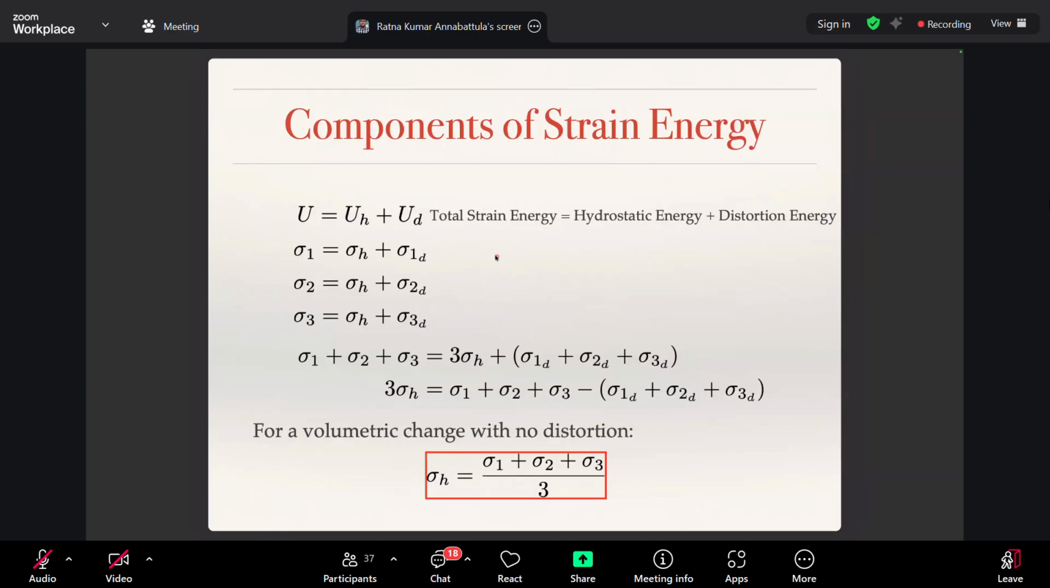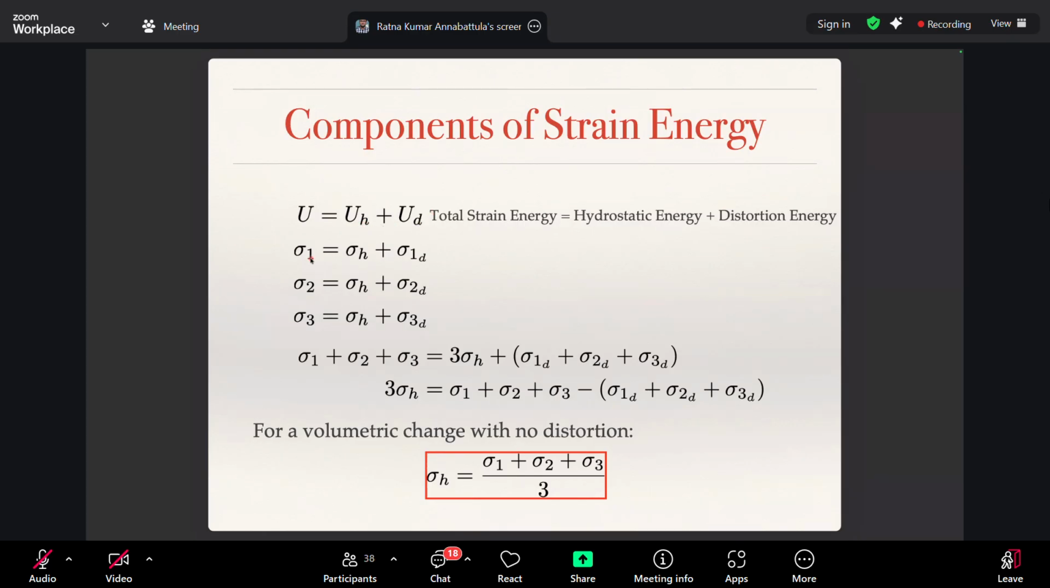So now, the total energy that you are giving to a material, the total strain energy, can be divided into 2 parts. A part of it is used for volume change, that is what is called hydrostatic energy. And a part of it will be used for shape change, that is what we call distortion energy. So the total strain energy in the material can be decomposed into 2 parts, UH plus UD.